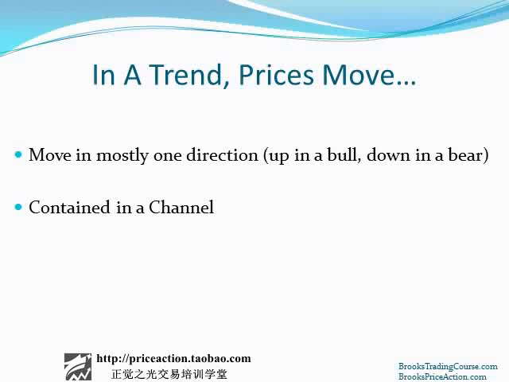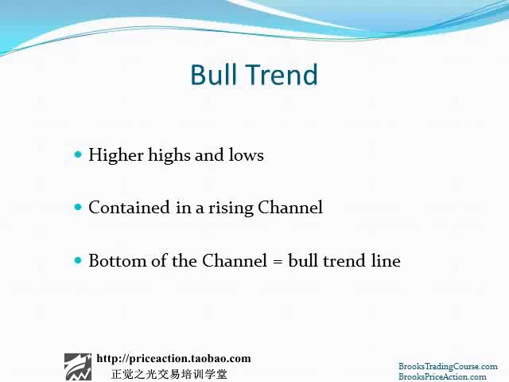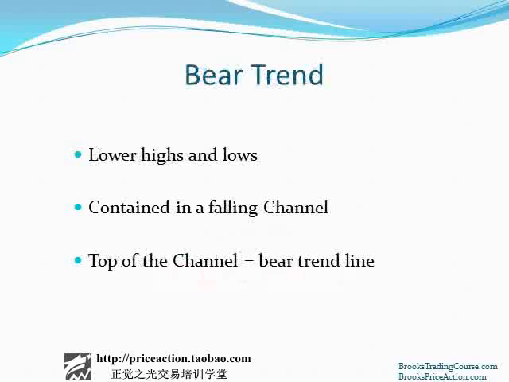When the market's in a trend, it's moving mostly in one direction. For example, in a bull, it's moving up, and in a bear, it's moving down. And when the market is in a trend, it's always contained in a channel. A bull trend forms a series of higher highs and higher lows, and it's contained in a rising channel. The bottom of the channel is the bull trend line. A bear trend is a series of lower highs and lower lows, and it's contained within a falling channel, and the top of the channel is the bear trend line.